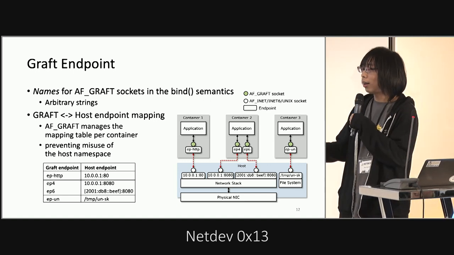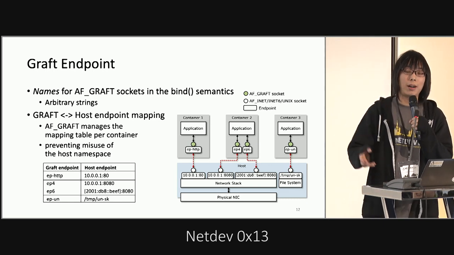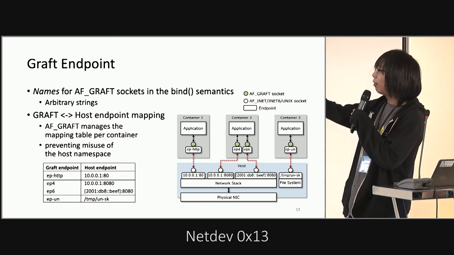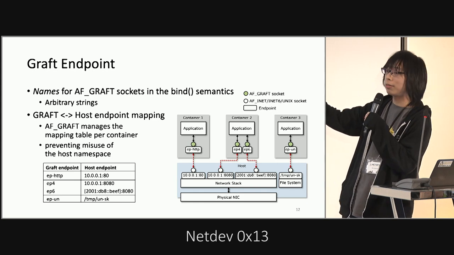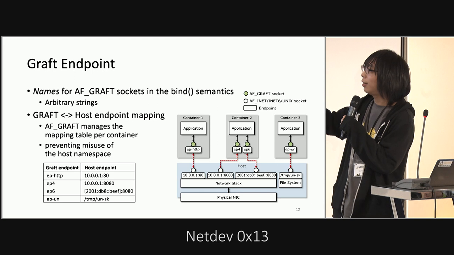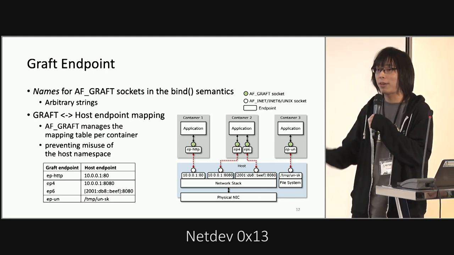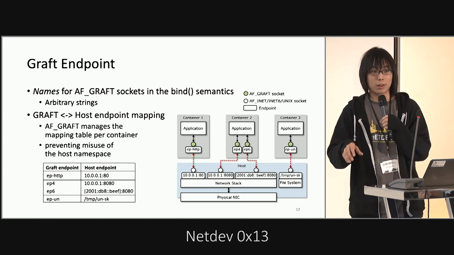AF_GRAFT manages these mappings per network namespace. In this example, container one has only the EP-HTTP graft endpoint, so container one can use only that endpoint. That means it can prevent such malicious or unintended use of host network stack resources.